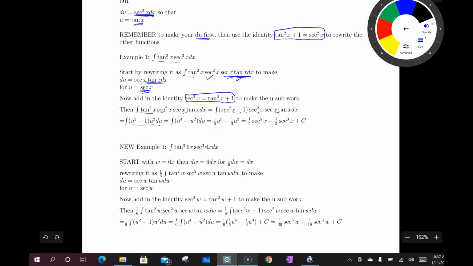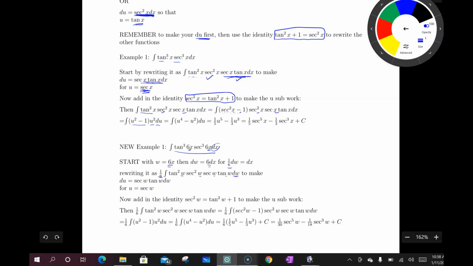Okay, so now I'm just going to add this multiple angle in the same problem. First we're going to do a w substitution. So w is 6x, dw is 6 dx, so I get 1/6 dw is dx. Changing all of this from x's to w's, take out the dx, put in 1/6 dw, and everything else puts a w in there.